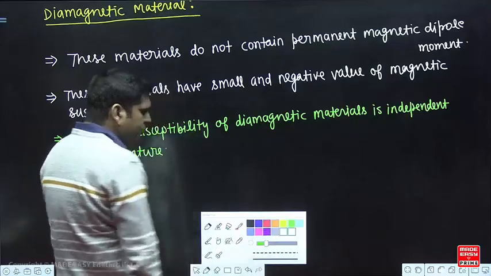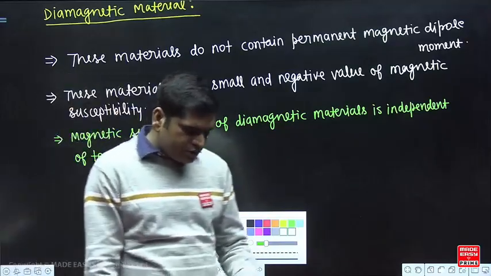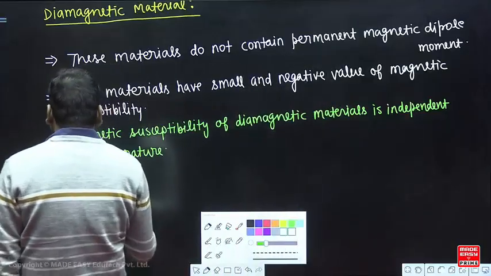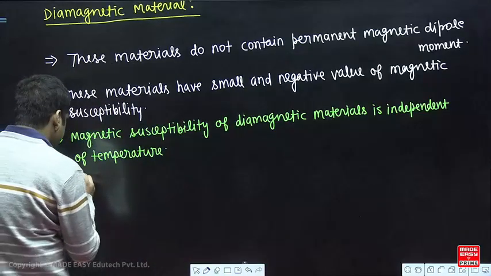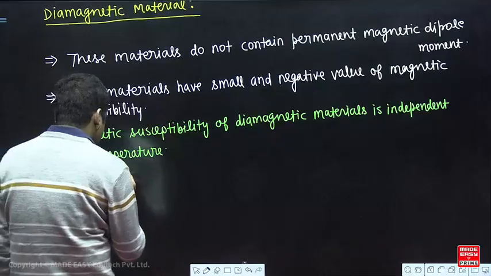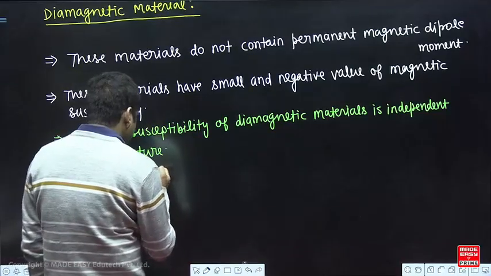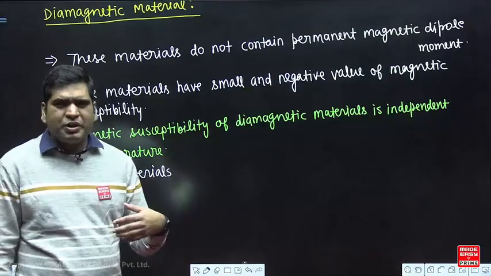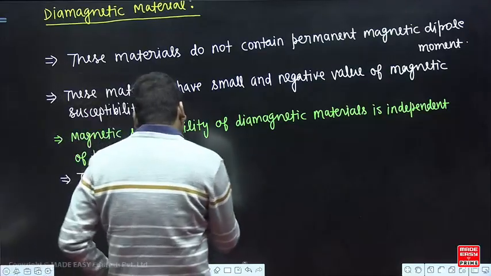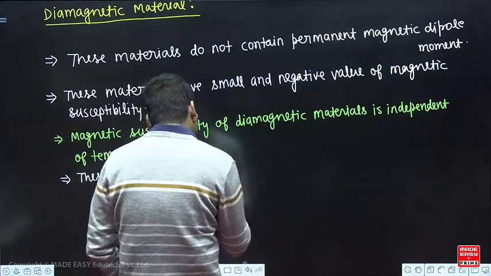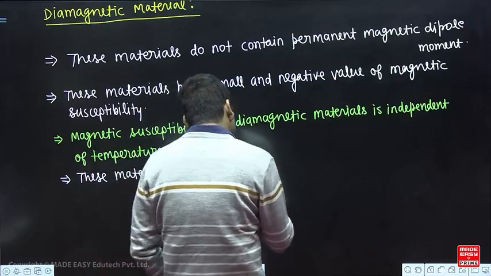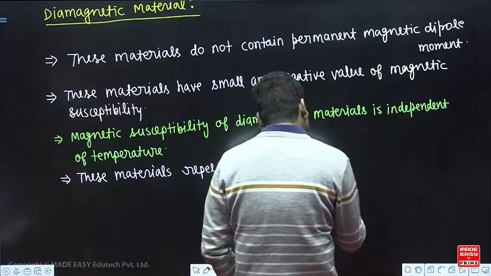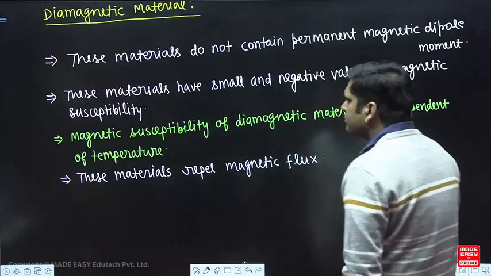These materials are repelled away from a magnetic field because their susceptibility is negative. So negative means repulsion will take place. So these materials repel, either they repel themselves or they are repelled, it is the same thing. So these materials repel magnetic flux.